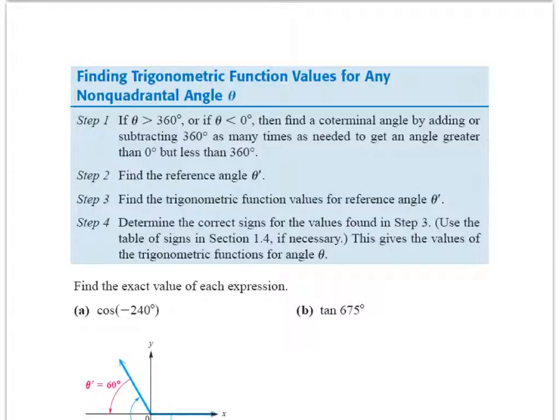Okay, we're going to talk about finding trig functions of any non-quadrantal angle. So we're going to look at any of them. The first thing you do is you find the coterminal angle. We talked about that. Second, you find the reference angle, theta prime, and then you find the trig function values of reference angles. And the last thing is you have to determine, once we find those values, if they are positive or negative. We want to make sure we get our signs correct.